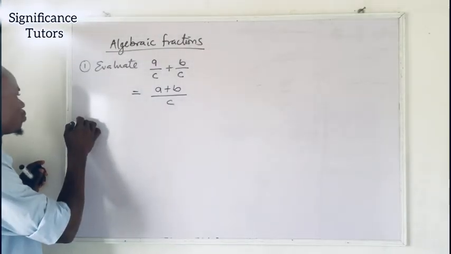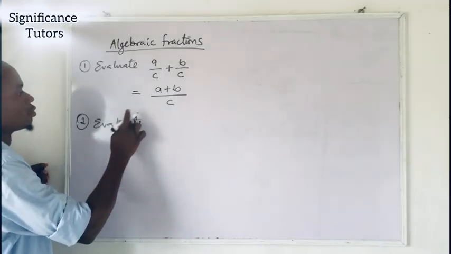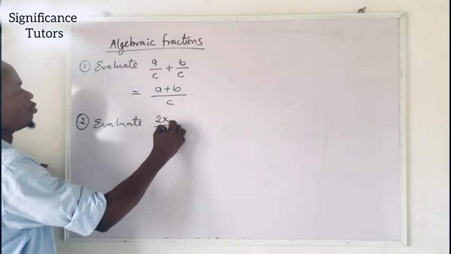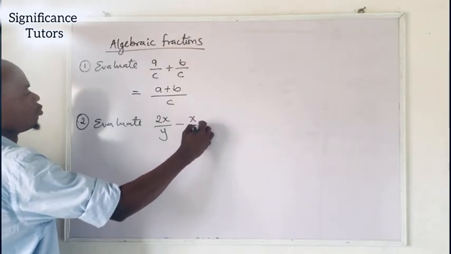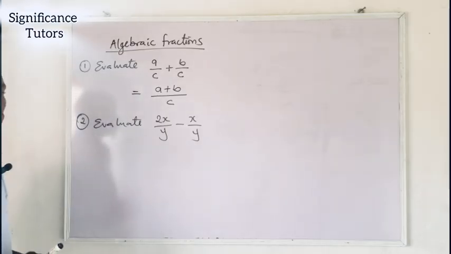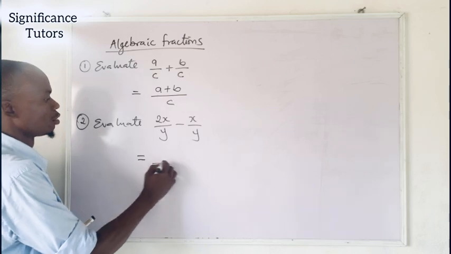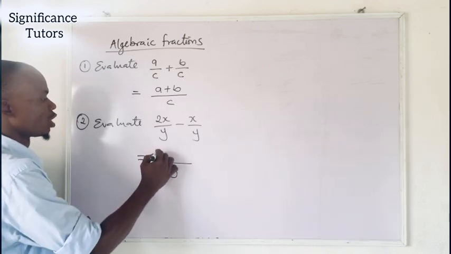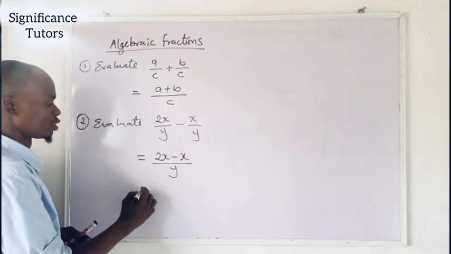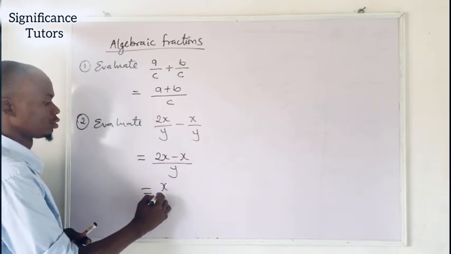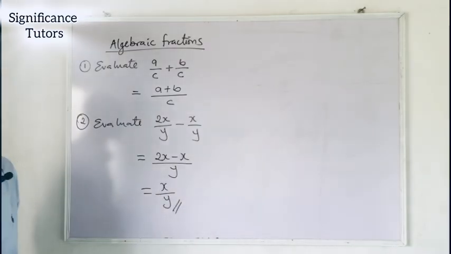Take another quick example. Evaluate 2x over y minus x over y. The same denominator, so the same rule applies. So the LCM is y, and we have 2x minus x. 2x minus x is what? 1x over y. So this is the answer.